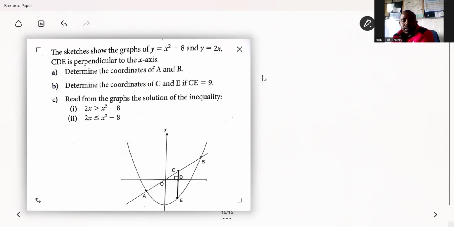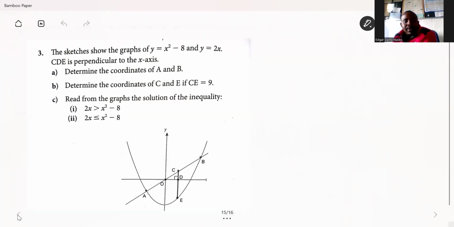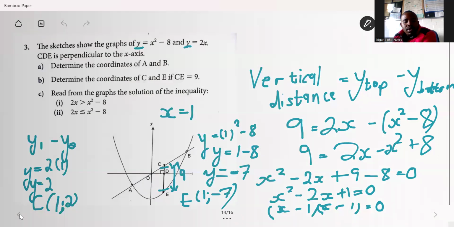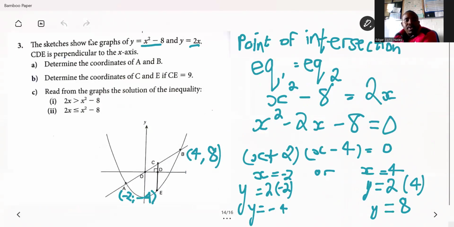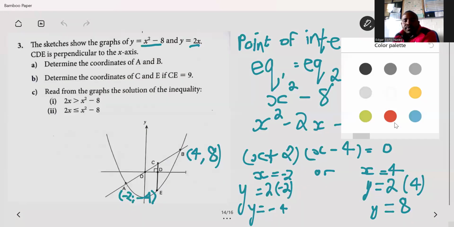So we want to see in which region a straight line is above the parabola. That's what 2x is greater than x squared minus 8 means. We're looking for where the straight line is above the parabola. So I just want to look at some of the coordinates again. Okay, so I'm going to try and do it on this page. I'm going to use a different color.